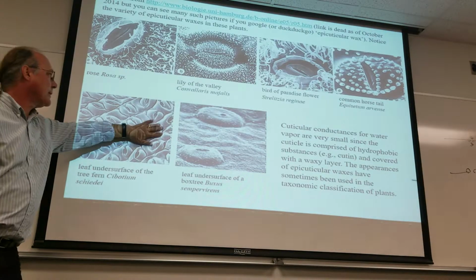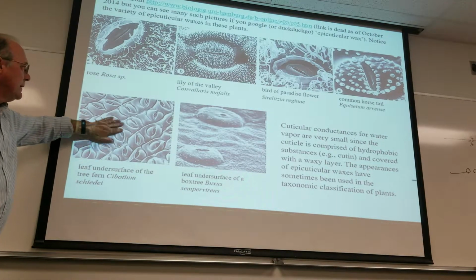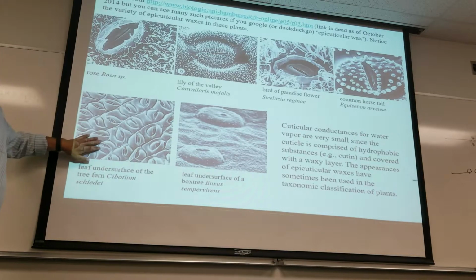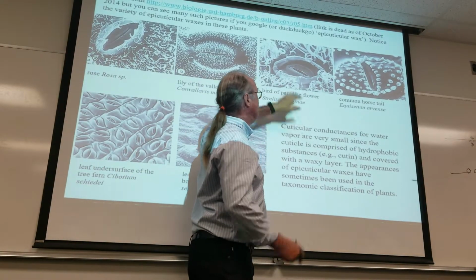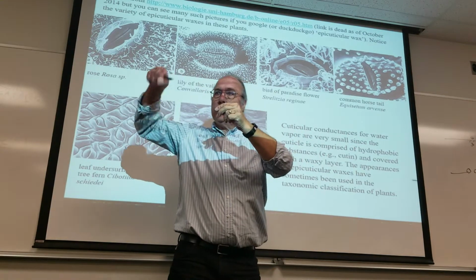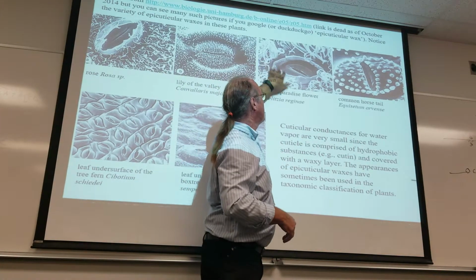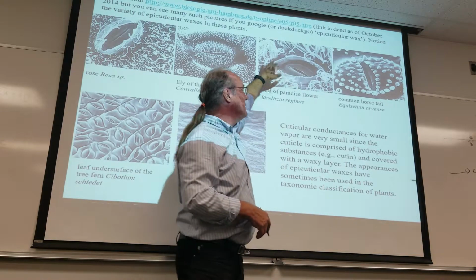For a tree fern like this, it's a fairly smooth surface. But for this bird of paradise flower, you see these epicuticular waxes are stringy, like threads or something on the surface.